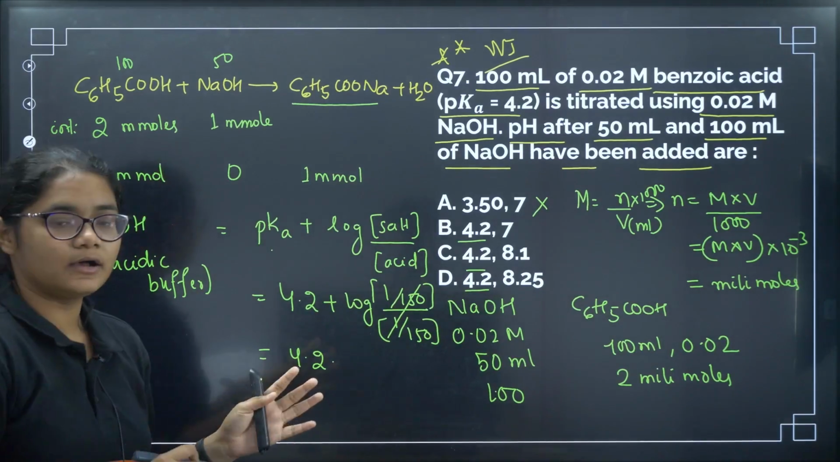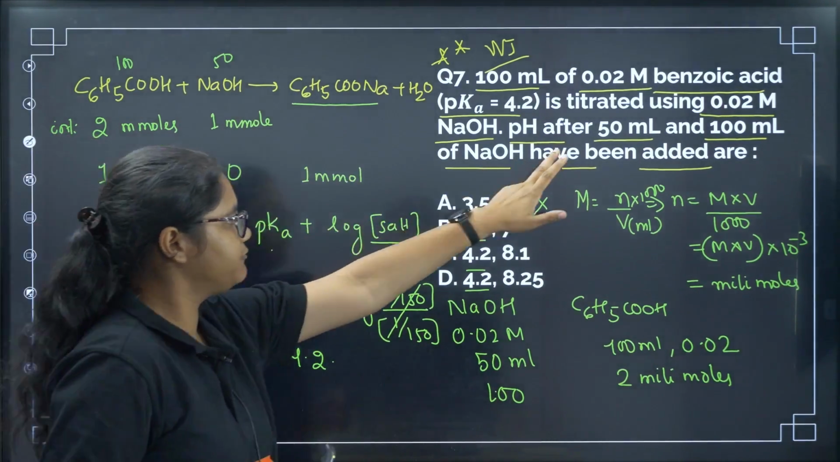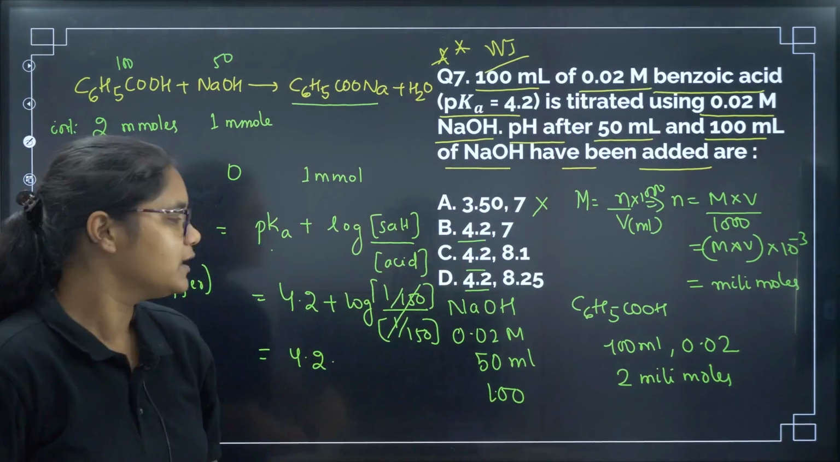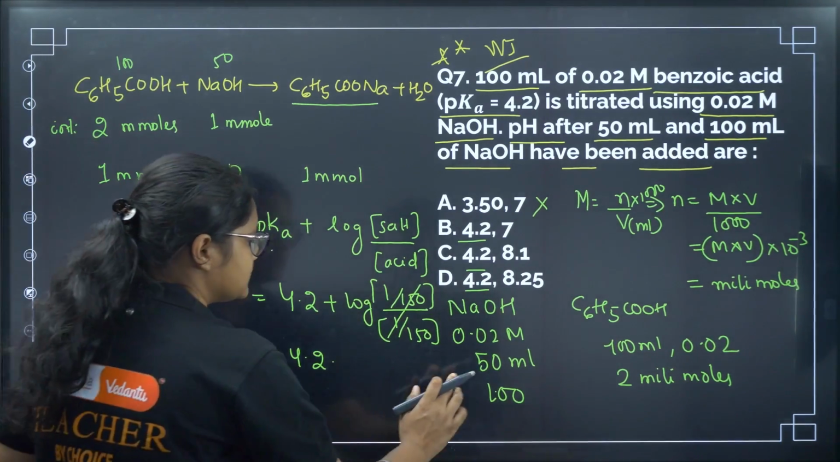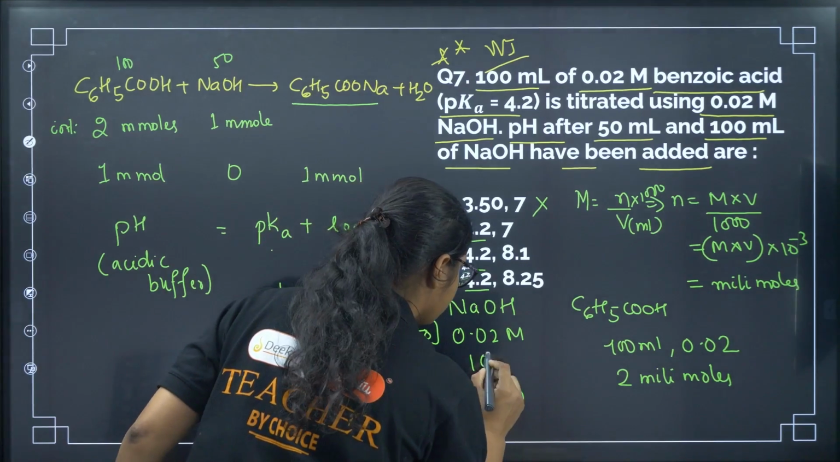Now coming to the next one. After 50 ml of NaOH, we got the first part. Now what happens if 100 ml of NaOH is added? So we will just change this part. Here what will happen? The number of moles. See, this is 0.02 molar, but it is now 100 ml.